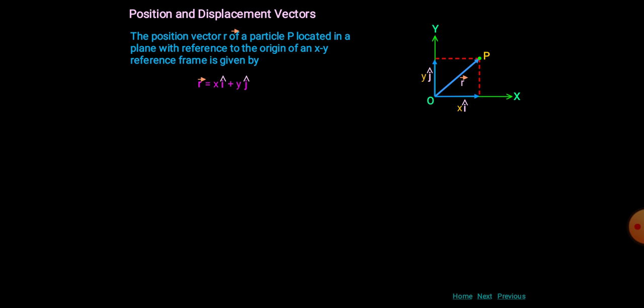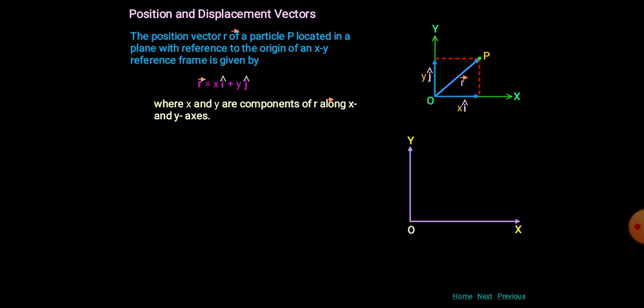The position vector R of particle P is located in a plane with reference to the origin of the xy reference frame, and we can write the equation for r as x i cap plus y j cap, because you know that i cap is a unit vector along the x axis and j cap is a unit vector along the y axis. So x and y are the components of r along the x and y axis.